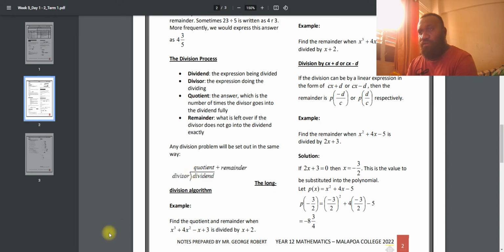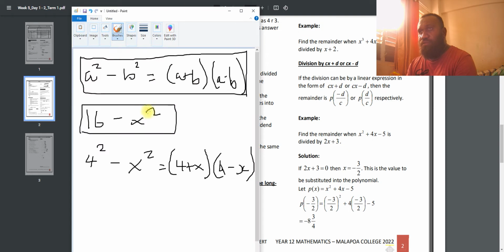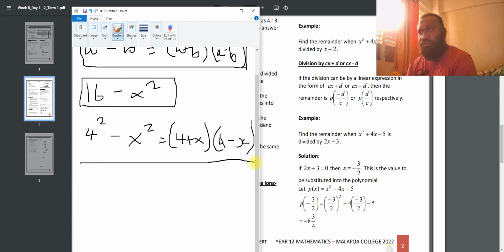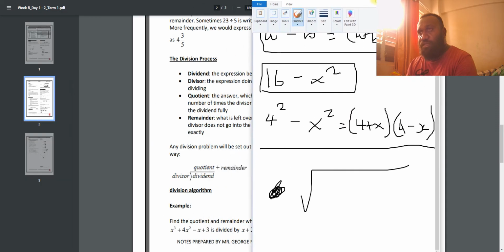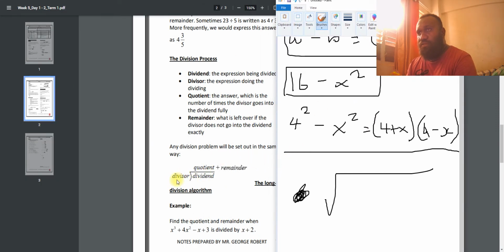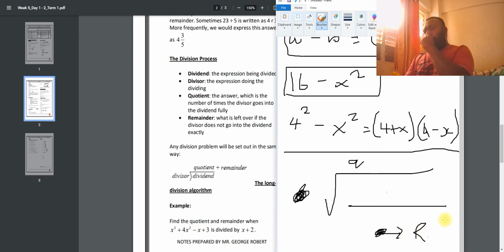Okay, so in our long division form, this is a long division. Okay, this is long division. So what is here is our divisor. Okay, there you go. What's inside here is our dividend, and what's outside here is our quotient, and whatever we find and the leftover here is our remainder.